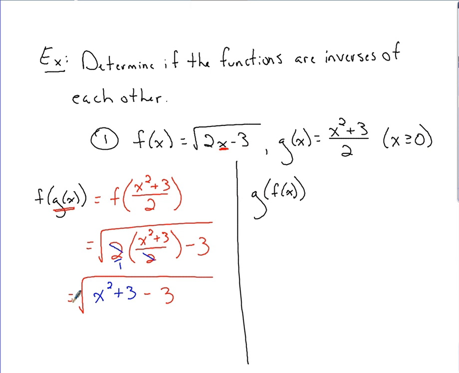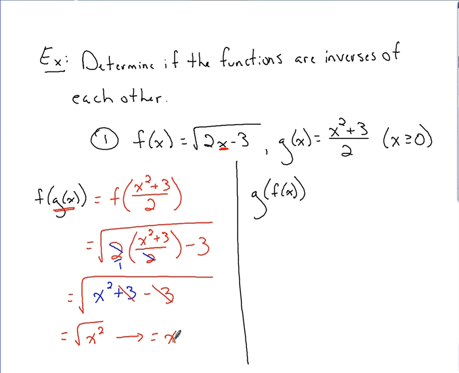Okay, from here, like terms of 3's cancel out. You are left with the square root of x squared. The square root of x squared, of course, would be x. We find that f of g of x equals x. So far, so good in showing that f and g are inverses of each other.